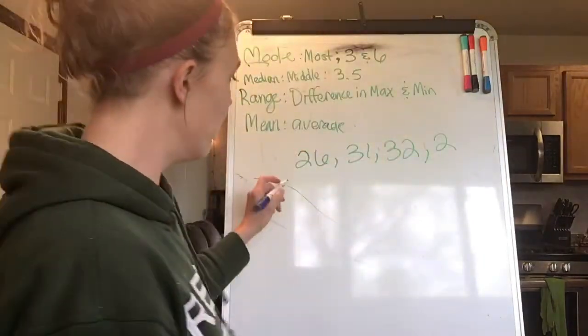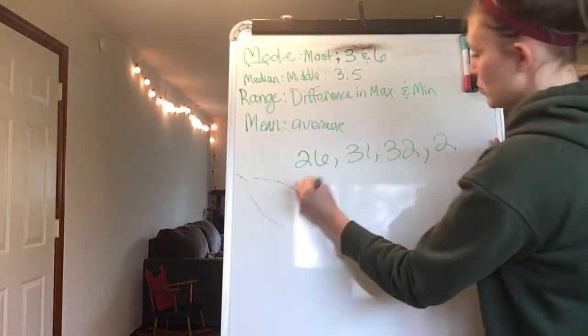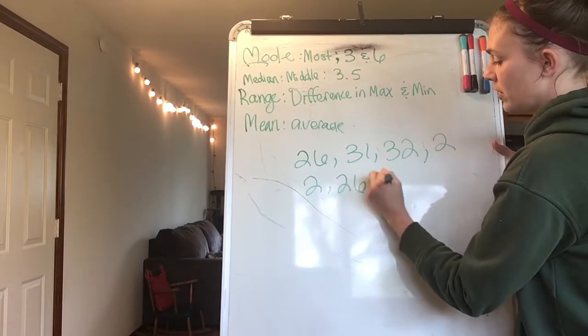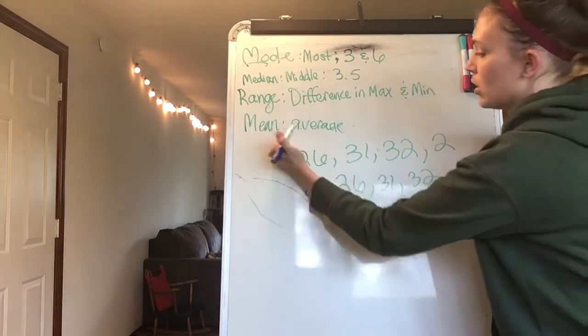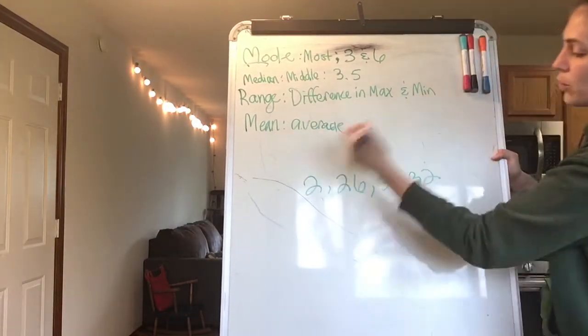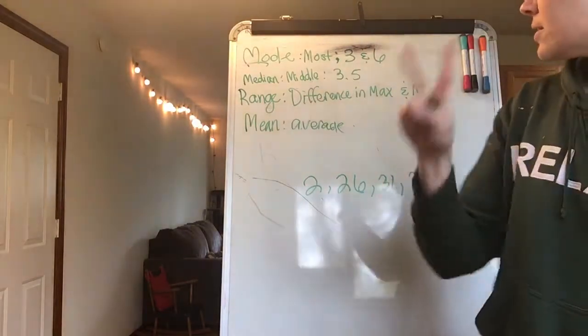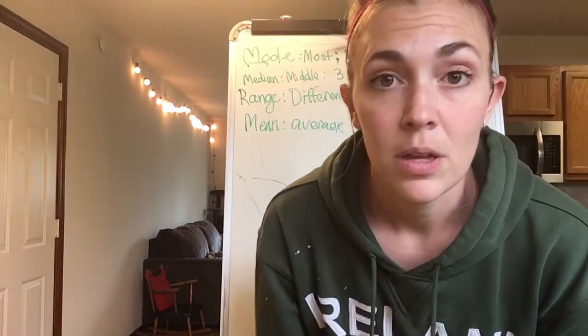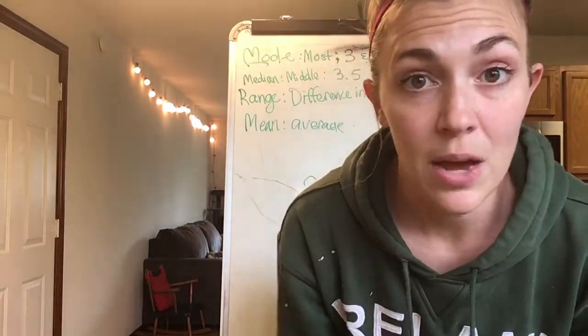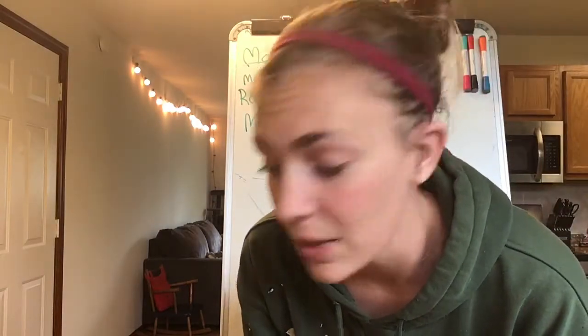What is step 1? Well, because I like to have things in order, I order things from least to greatest. So I'm going to change this to 2, 26, 31, 32. I had 4 pieces again, we're good. Step 1 for you guys, if you wrote it down, is to add all of these together.